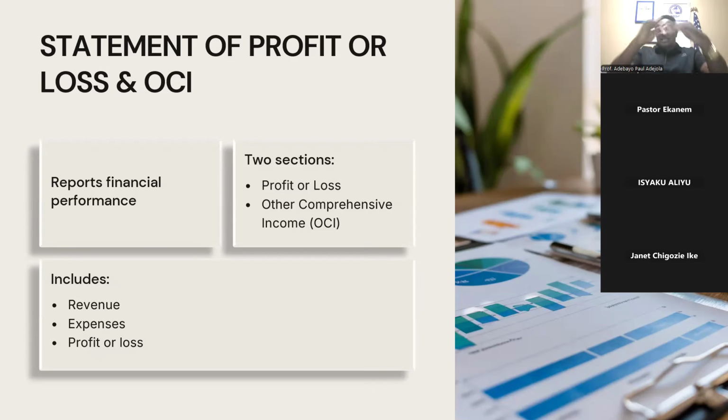You will see items like turnover. You remove cost of goods sold. You have your gross profit. From gross profit, you remove other operational expenses, operating expenses. You have profit before tax. You apply your tax.